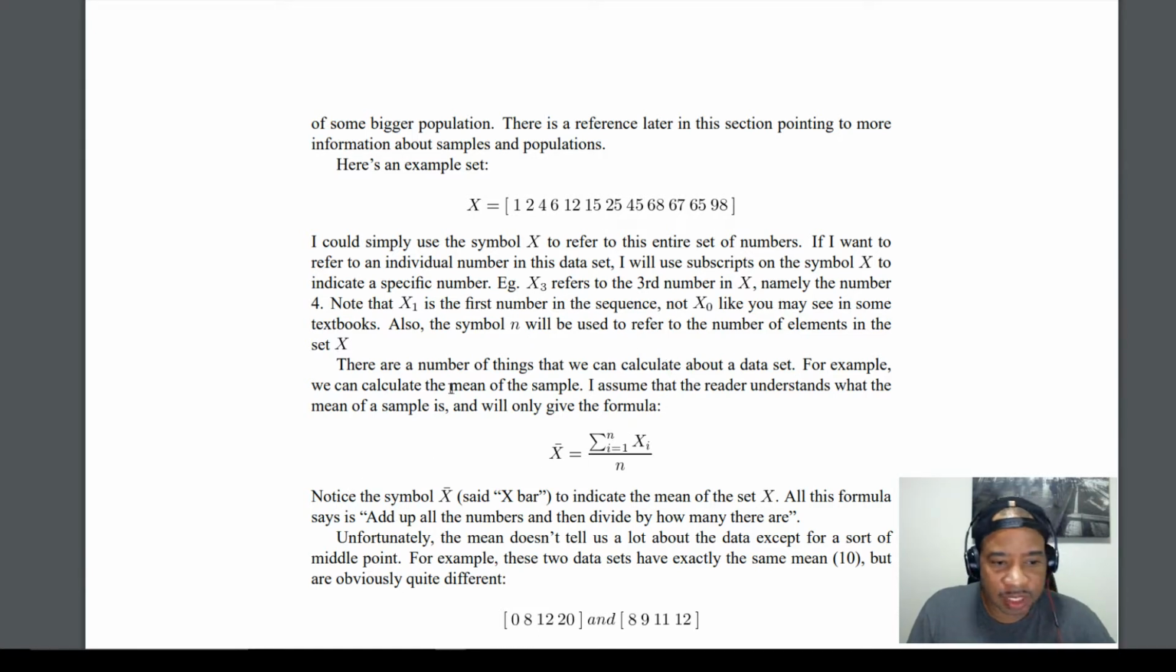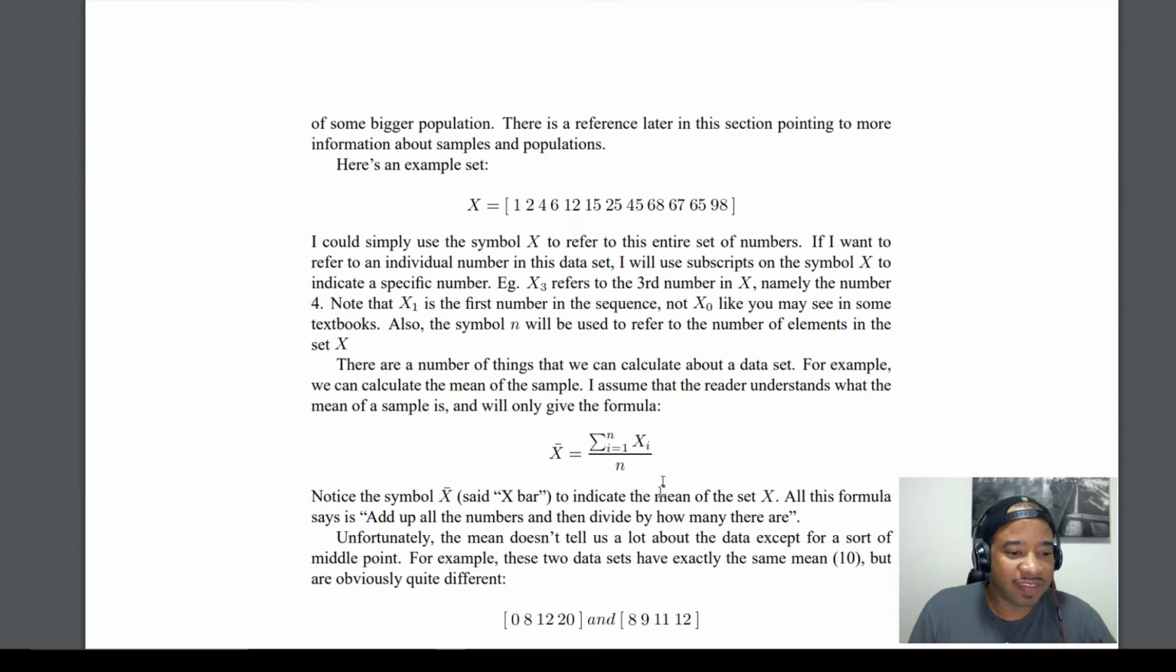So there are a number of things that we can calculate about the data set. For example, we can calculate the mean of the sample. I assume the reader understands what the mean of a sample is. It is given by the formula X bar is equal to the sum of all x's, where i is 1 to n, so the sum of all the x data points divided by n.